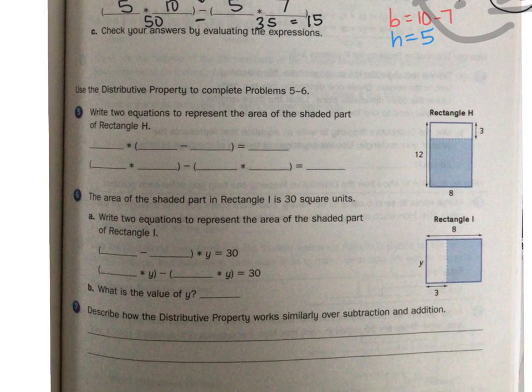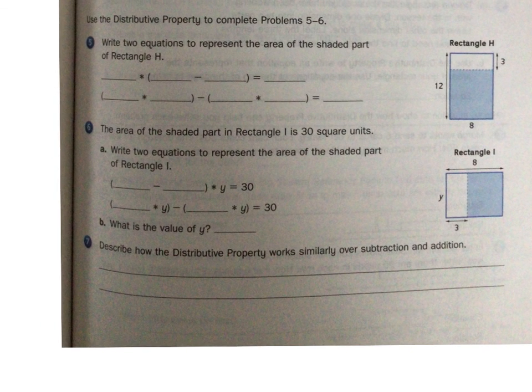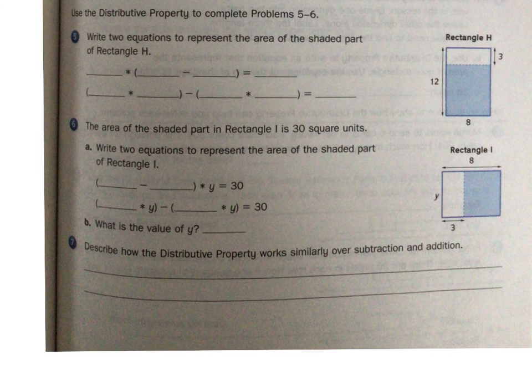Let's look at the next problem, problem 5. We want to find the area of the shaded part again. So to find the area of the shaded part, I'm going to figure out what my base is. My base is 8. And I'm going to figure out my height from here to here.